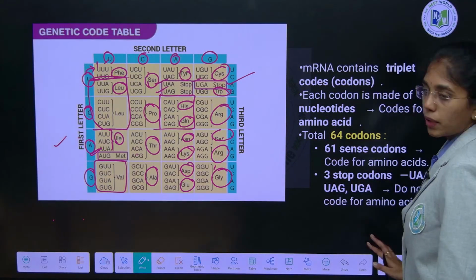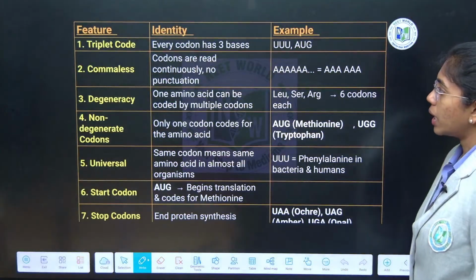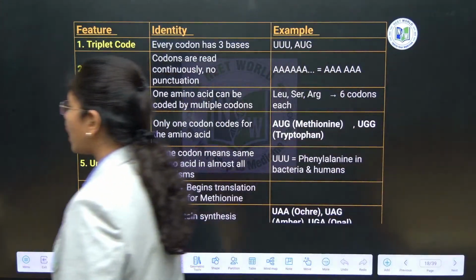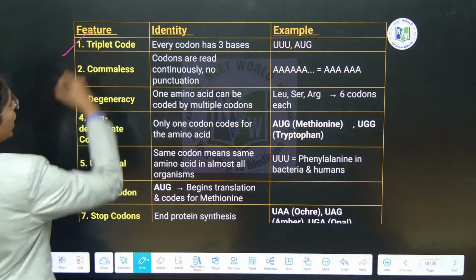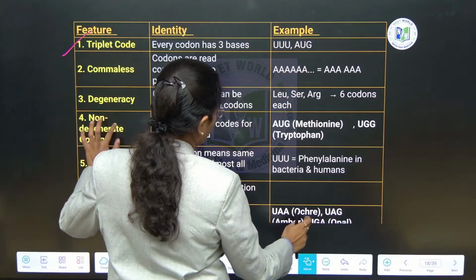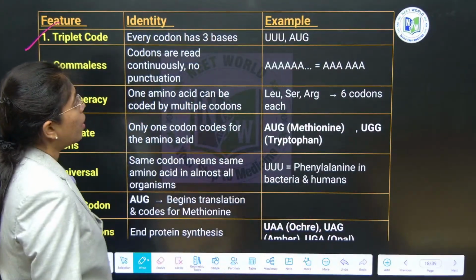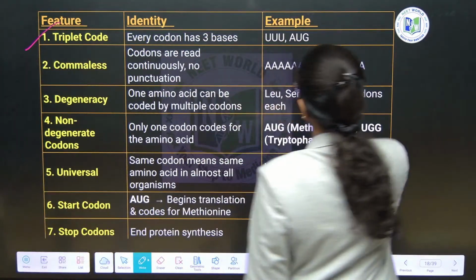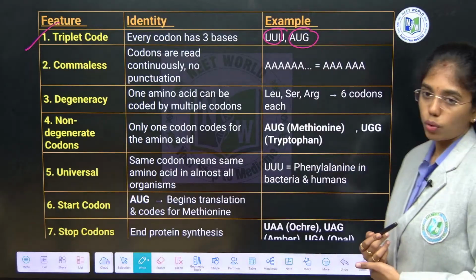Fine. Clear till here? Any doubt anywhere now? Now you look at the features of the genetic code that are being proposed. Okay. Genetic code, here it is a triplet code that we know. Every codon has how many bases? 3 bases. Each codon has 3 bases. For example, UUU for phenylalanine, AUG for methionine, which is a start codon.